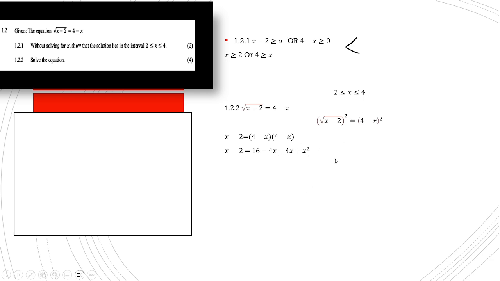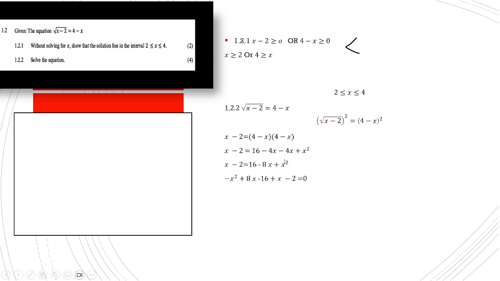So here we can just collect our like terms. We drop that x minus 2 like that, then is equal to 16, which doesn't have a like term. Then we got the negative 4x and negative 4x, which gives us negative 8x. Then we just drop that x squared because it doesn't have a like term. Now we can take all our variables to the same side. So we transpose everything from the right hand side to the left hand side. So we got the negative x squared plus 8x minus 16. Then we just drop that x minus 2 is equal to 0.